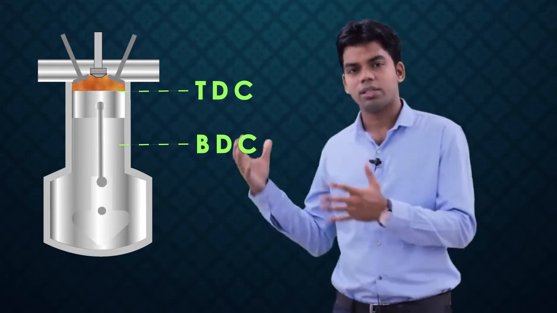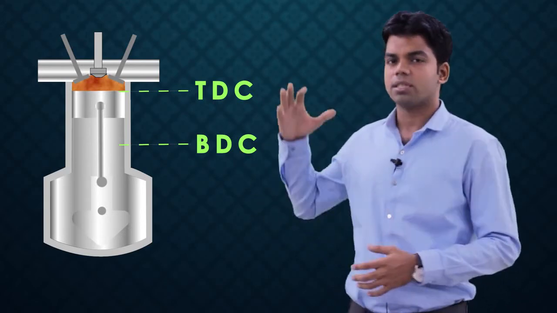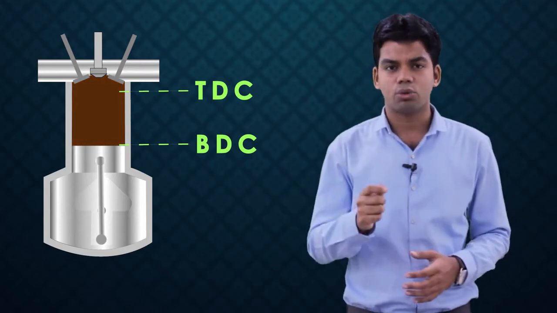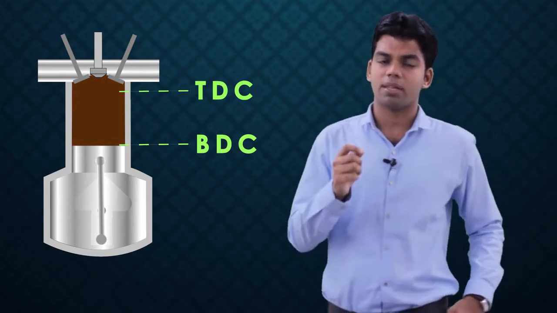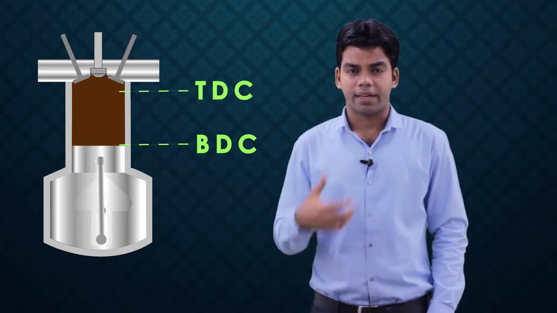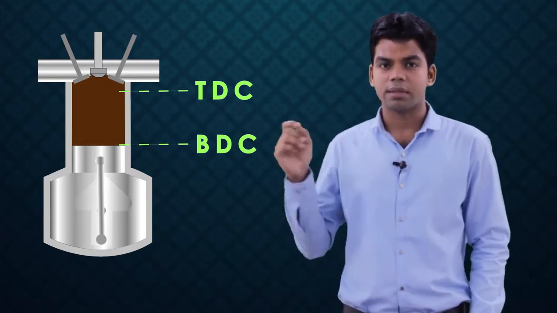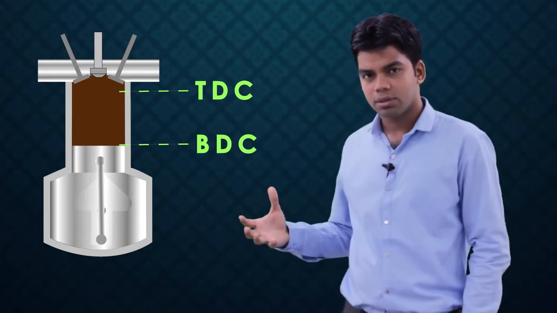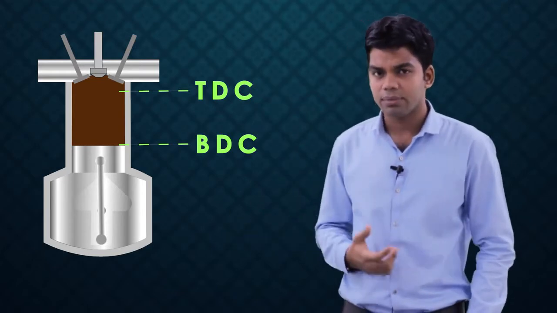The third stroke is the expansion stroke, in which the piston is again moving from TDC to BDC. This is the main stroke, which is called the power stroke. That means the power is derived from this stroke only, and the rest of the 3 strokes are idle strokes. So the piston is traveling from TDC to BDC, the power is produced, the work is done.